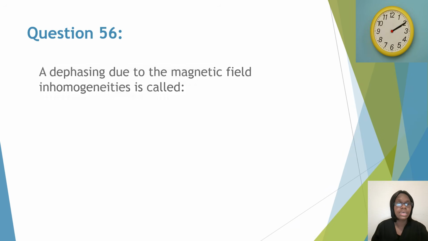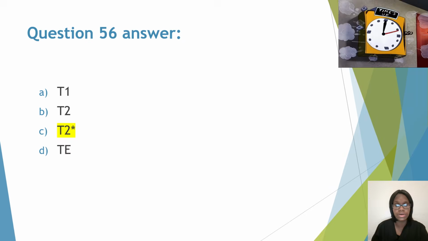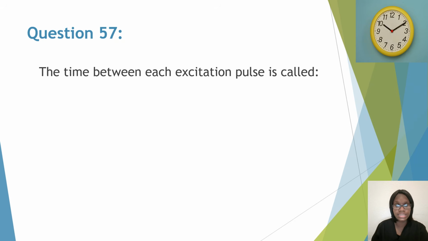Question 56. A dephasing due to the magnetic field inhomogeneities is called A. T1, B. T2, C. T2 star, D. TE. All right, the correct answer is C, T2 star. Question 57. The time between each excitation pulse is called A.